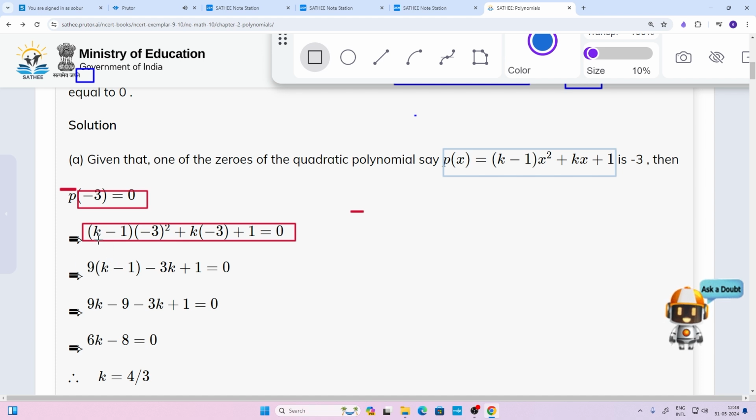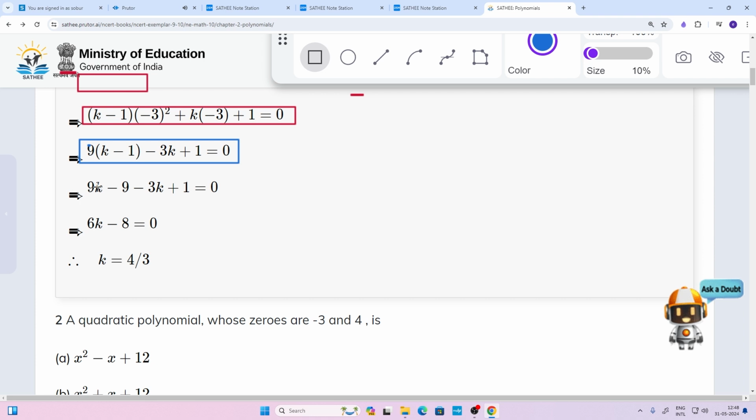Now if we simplify this equation, then we get 9 times (k minus 1) minus 3k plus 1 is equal to 0. It implies 9k minus 9 minus 3k plus 1 is equal to 0. If we simplify this equation, then we get 6k minus 8 is equal to 0. Therefore the value of k is equal to 4 by 3.